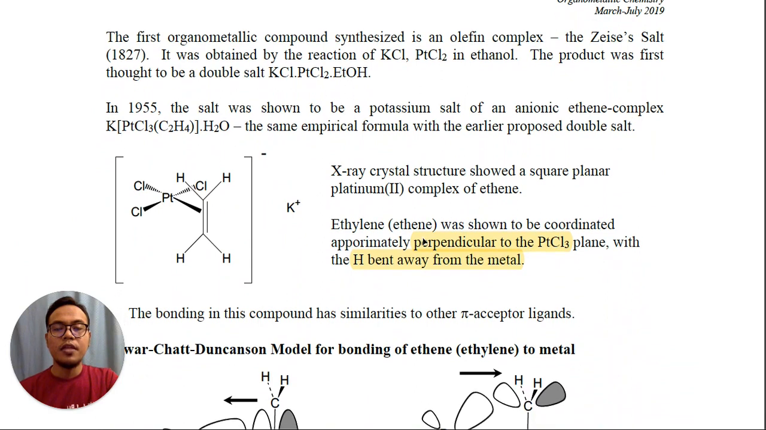Now moving on, the first organometallic compound synthesized is an olefin complex. It is known as Zeise's salt. I'm sure we have seen this salt before. It was synthesized in 1827. This is the chemical formula for Zeise's salt. We did not know the structure until it was revealed by X-ray crystal structure. From this structure, we can see that K plus is located outside. Inside, we have platinum with three chloro ligands and one olefin ligand. Ethylene was shown to be coordinated approximately perpendicular to trichloroplatinate, and the hydrogens seem to be bending away from the metal. This is how all the atoms in Zeise's salt are coordinated.